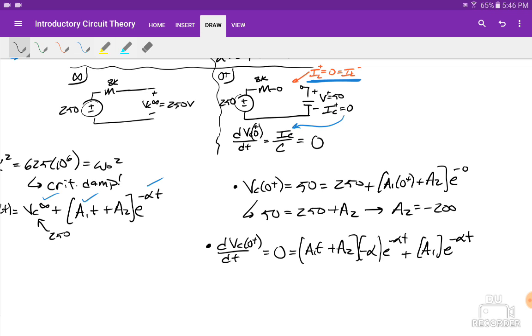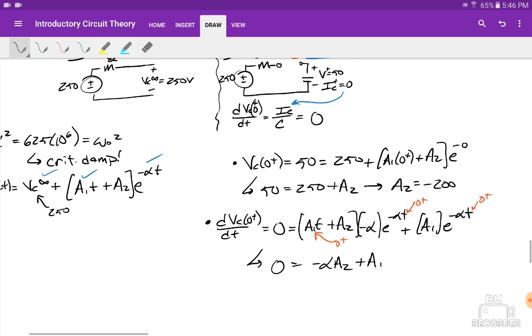Okay. So now I'm going to plug in t equals 0 plus, 0 plus, and 0 plus, and I'll do it in red. And what ends up happening is I get 0 equals, the first term dies away. I'm going to end up having negative alpha a2, and I add to it my a1, because my e to the 0 power ends up being 1.